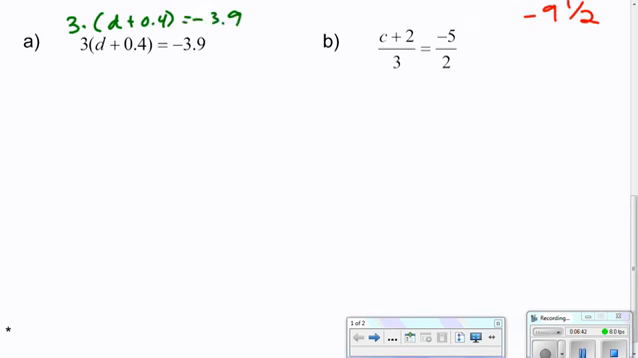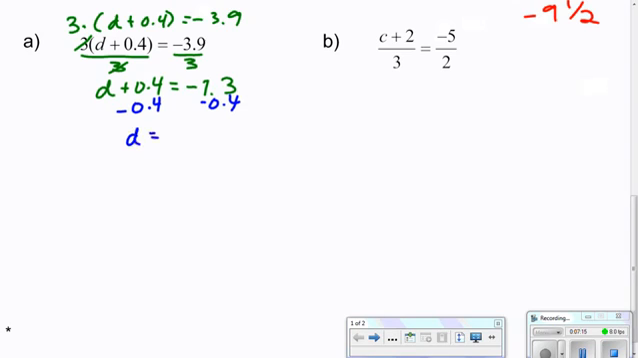Rather than distributing, I'm going to divide by 3. If it's being multiplied by 3, we divide by 3 so that they cancel out. So 3 divided by 3 gives us 1 times d plus 0.4 equals negative 1.3. Now we have no more brackets and no more coefficient. d is pretty much by itself. All we have to do is get rid of the plus 0.4.